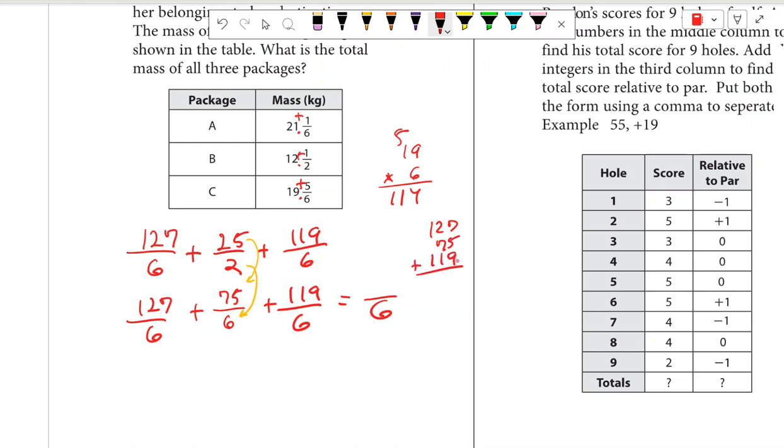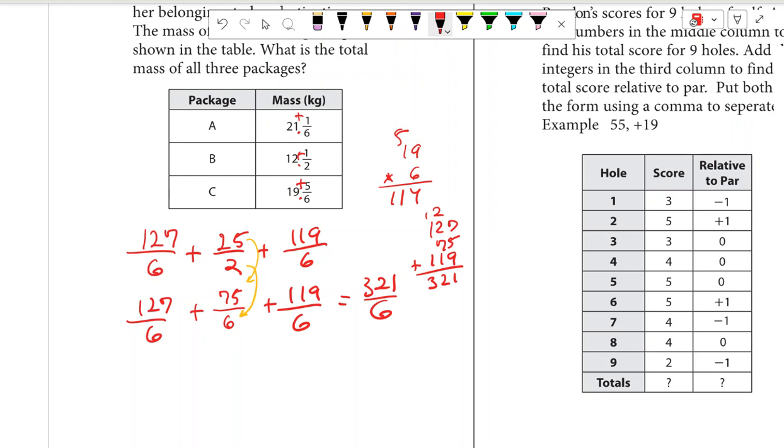And we add these together. 7 plus 5 is 12, plus the 9 is 21. 4 and 7 is 11, plus that 1 is 12. And that's going to give us 321.